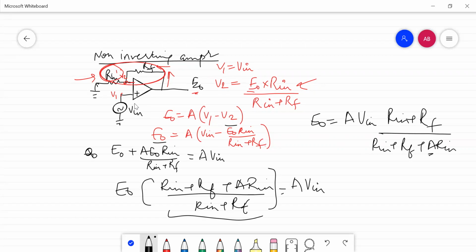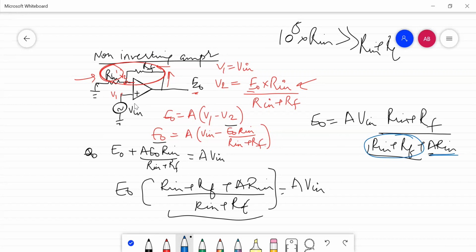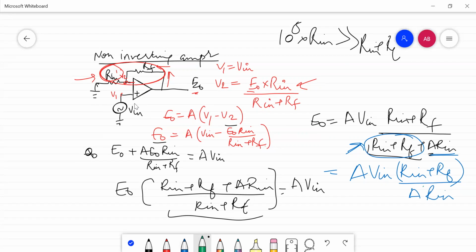Now I already told you that the value of A is very high. If it is 10 raised to power 5 into Rn, this value will no doubt be very large as compared to Rn plus Rf. So neglecting Rn plus Rf as compared to this, because this is very large. Even if it is 100 ohms, 100 added to 10 raised to power 5 doesn't make much difference. So neglecting this term, I get A into Vin into Rn plus Rf divided by A into Rn. Now A and A cancel out, and you have Vin multiplied by Rn divided by Rn, which will be 1, and here it will be Rf upon Rn.